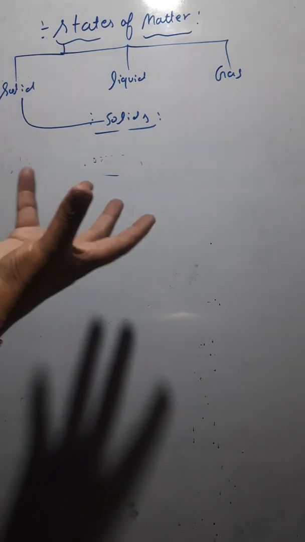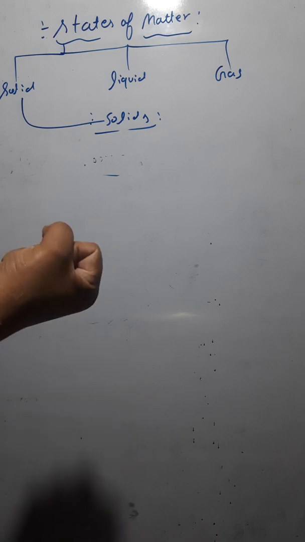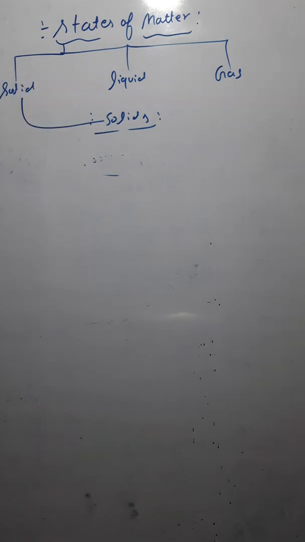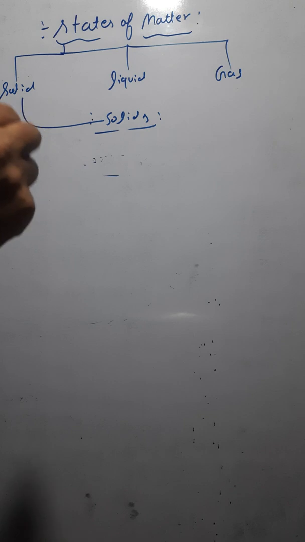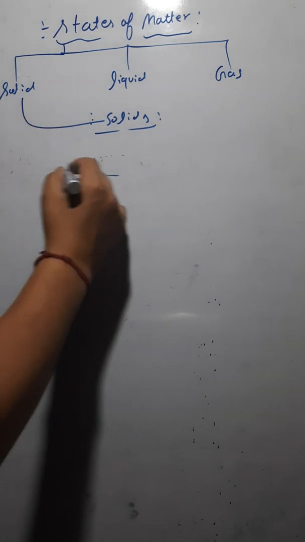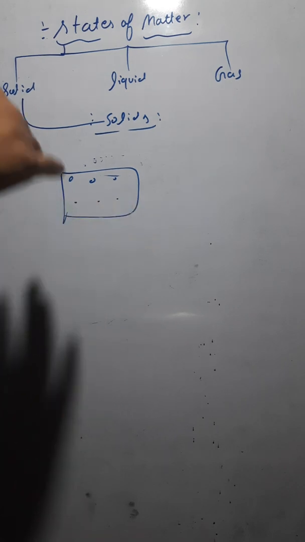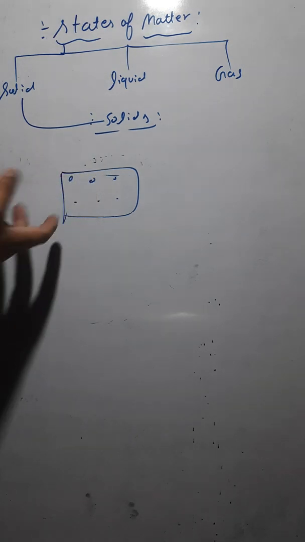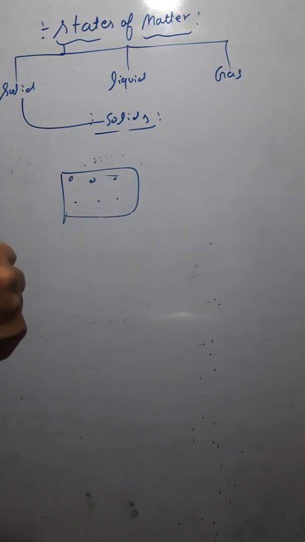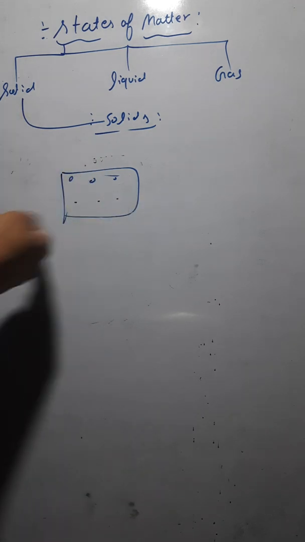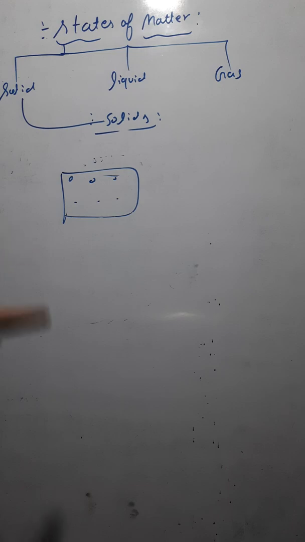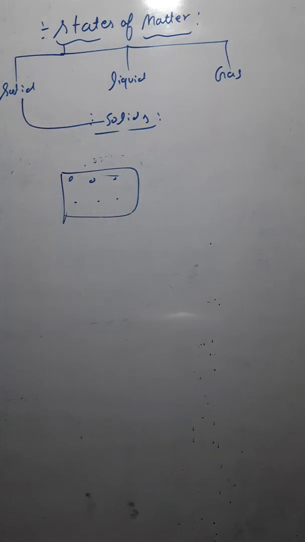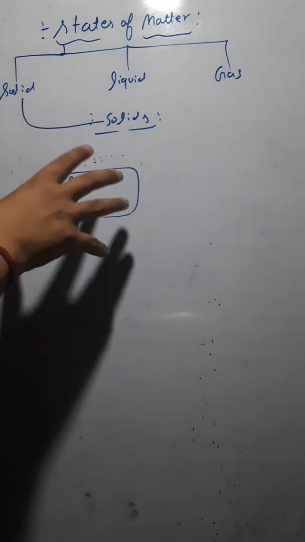Take a sponge, which you can compress. You are changing the shape of the sponge, so is it a solid? Yes, it is again a solid. Why? Because there are holes in the sponge, and air is trapped in these holes. When you compress it, the trapped air comes out and you change the shape. But if you leave it, it retains its original shape. So the sponge is also a solid.